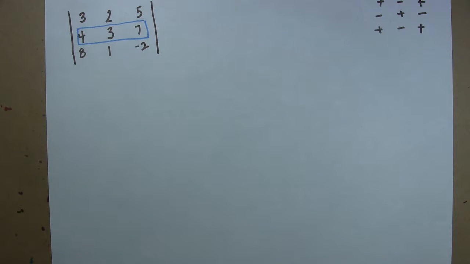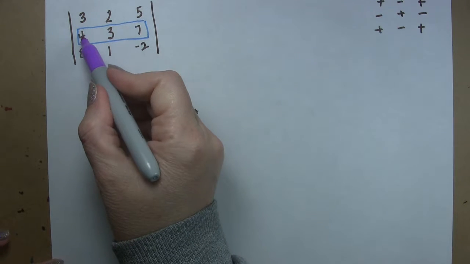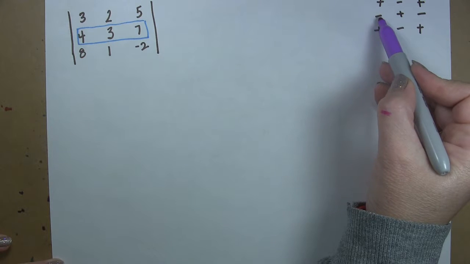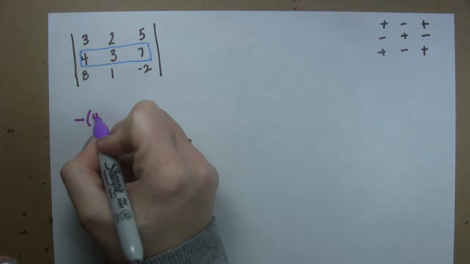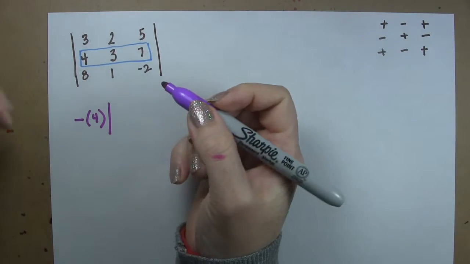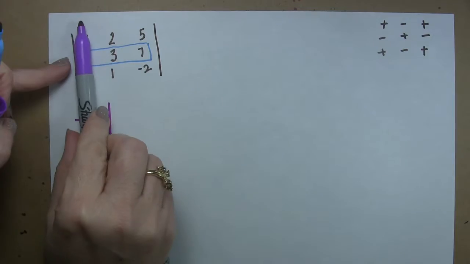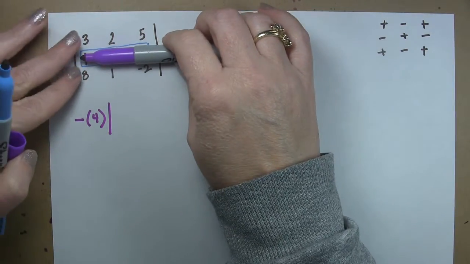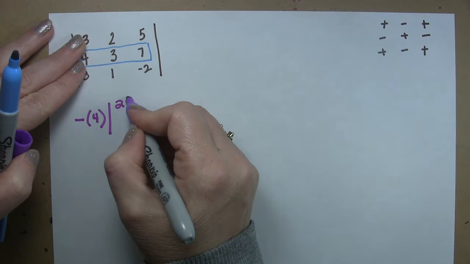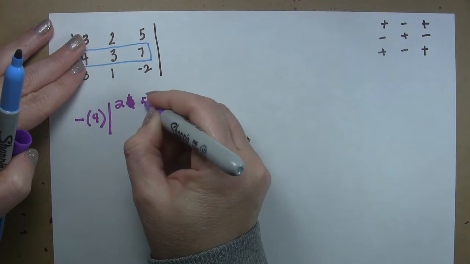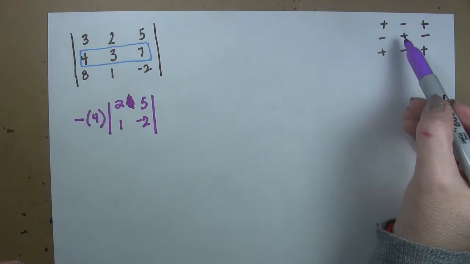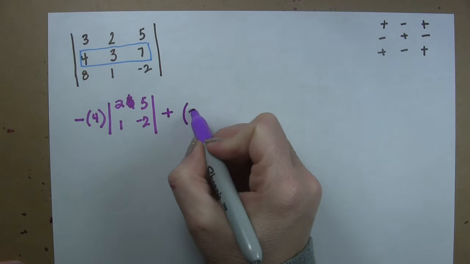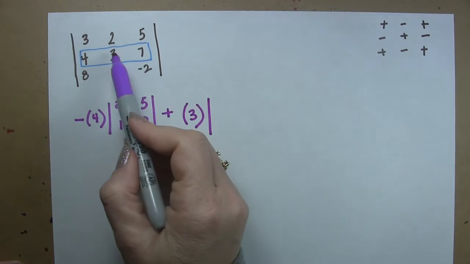So we're going to, again, expand by minors. So I'm going to start with the number 4. Number 4 corresponds to this negative sign right here. So I will do a negative 4 times its minor. So if you can imagine this and this disappearing, what's left? That would be 2, 5, 1 and negative 2. All right, and then the 3 corresponds with a plus, so I'll do plus 3 times its minor.